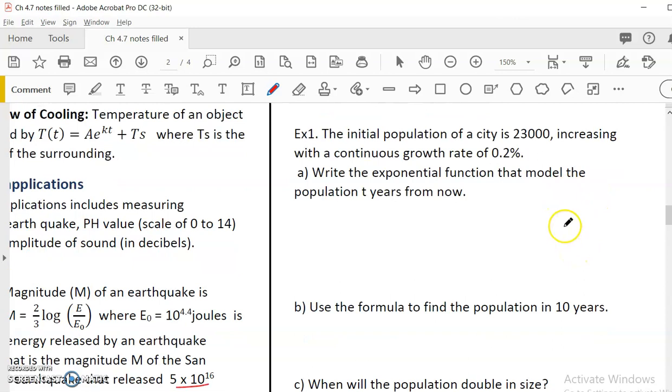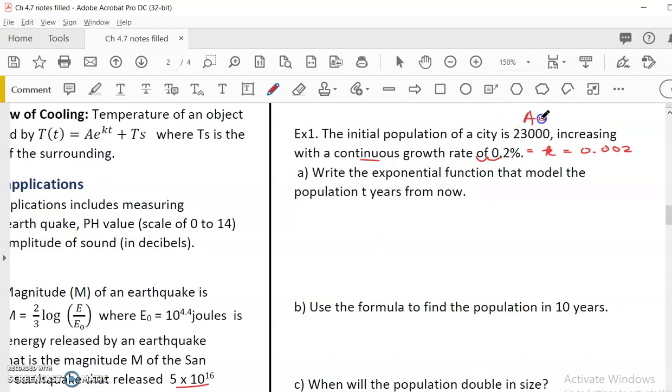First question, first example. The initial population of a city is 23,000, increasing with a continuous growth rate. So recognize this term: continuous growth rate means this is k. Convert it to decimal form, 0.002. Okay, 0.002.